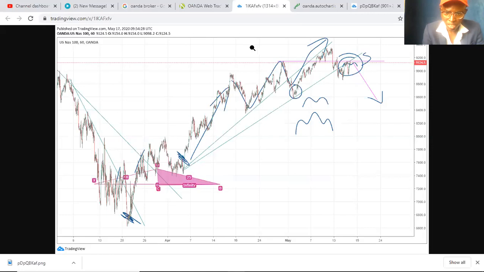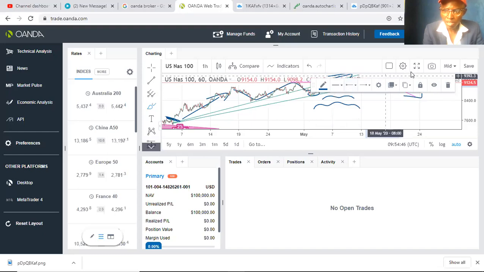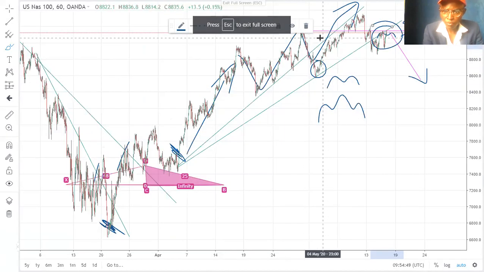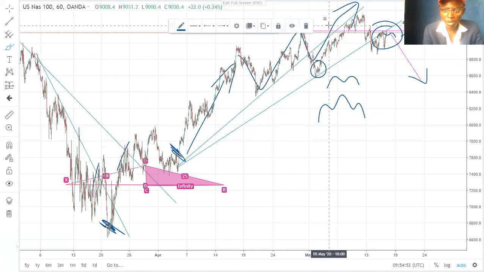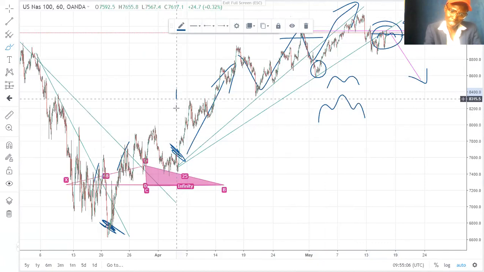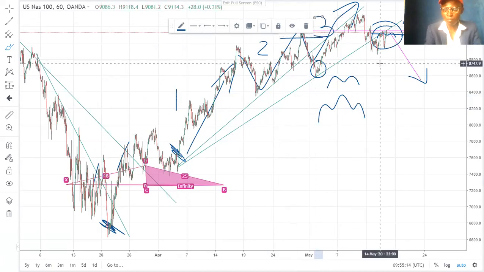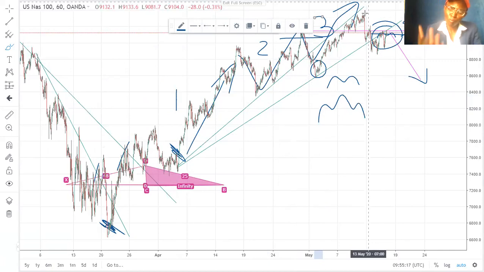All right, now check this. I wanted to say something here. There is something very important to note. When Nasdaq was creating these double tops here, if you check, it rose for the first time, the second time, the third time. It never went up a fourth time. It means that the market acts three times.